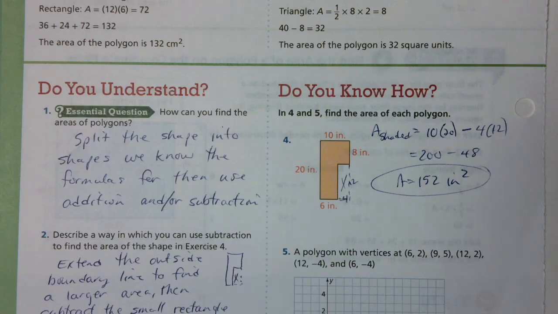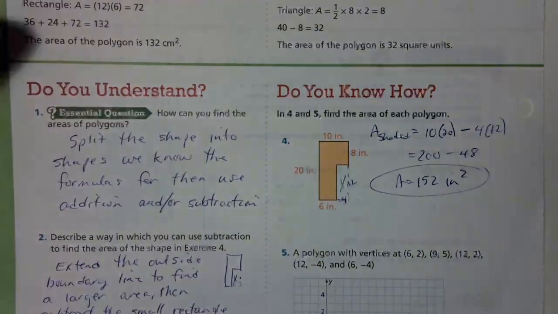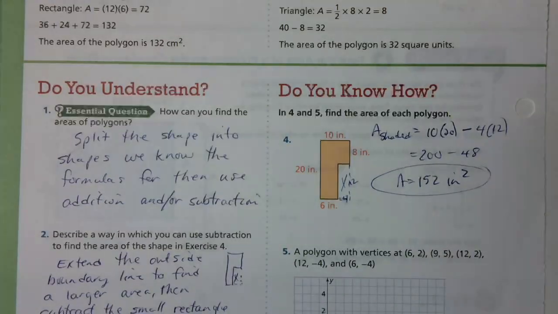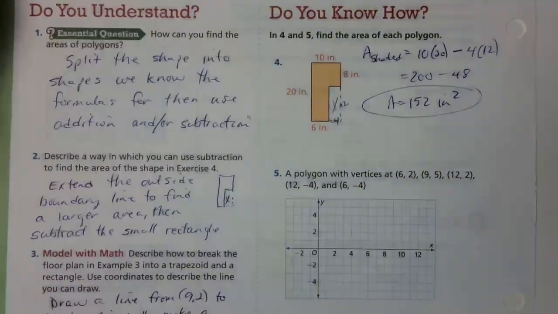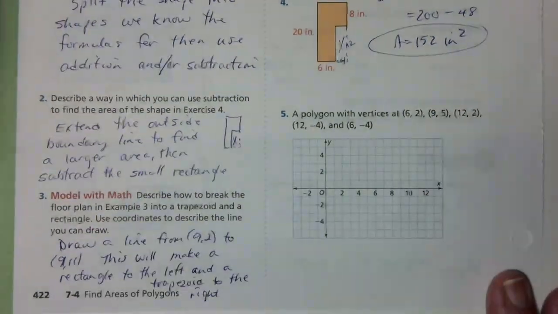Okay. Number 5. Notice we haven't learned any new formulas today. We're using old formulas, triangles, rectangles, parallelograms, things that we've already learned. Nothing really new today. It's just how we're putting it together.